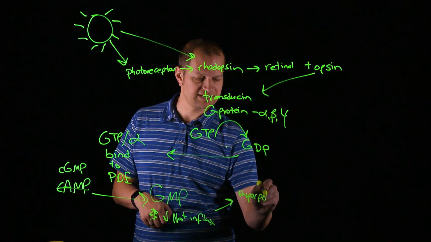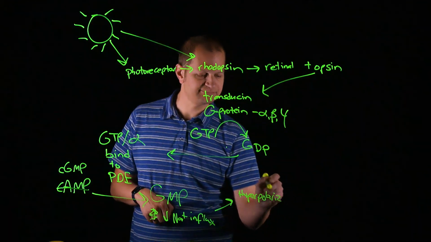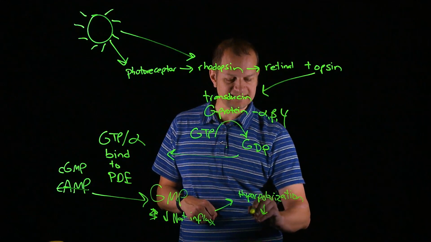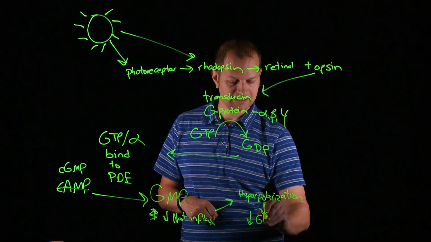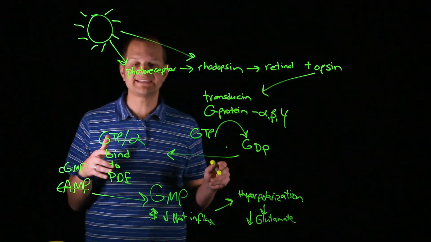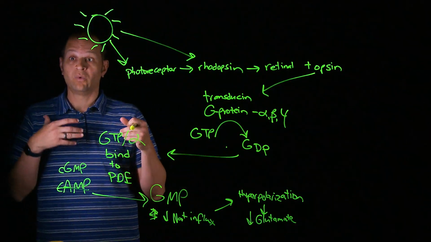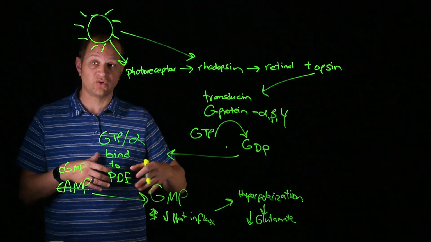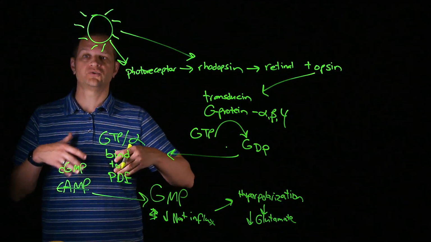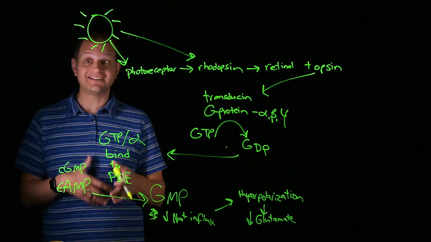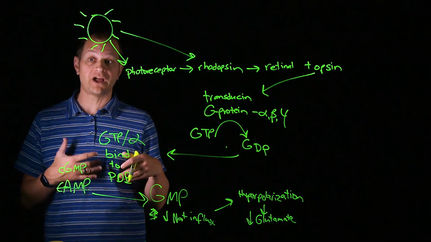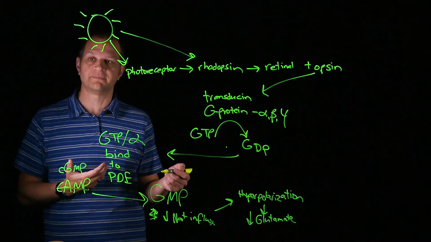By hyperpolarizing the photoreceptor, it releases less glutamate. Glutamate is what's released by these photoreceptors, and they signal bipolar cells. Glutamate inhibits bipolar cells, so if we release less glutamate, bipolar cells can do their job, which is to activate the ganglion cells. The ganglion cells are then able to do their job, which activates your optic nerve, and your optic nerve goes, oh, I'm seeing something.